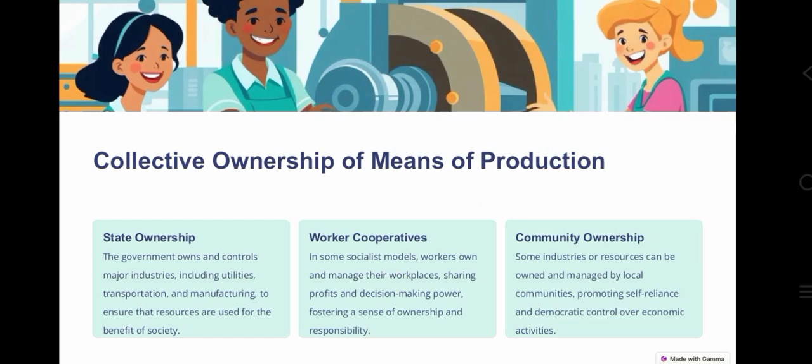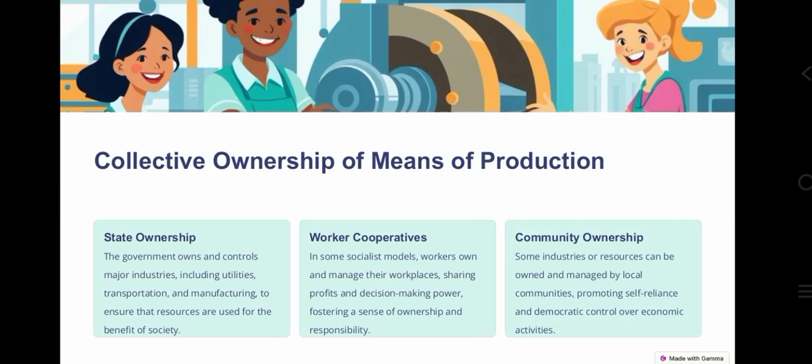Then next is worker cooperatives. In some socialist models, workers own and manage their workplace, sharing profits and decision powers, fostering a sense of ownership and responsibility.